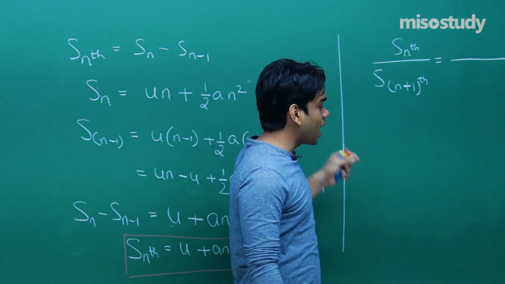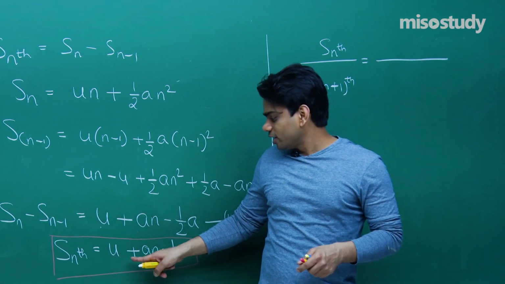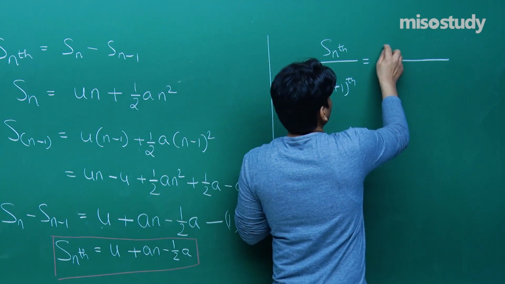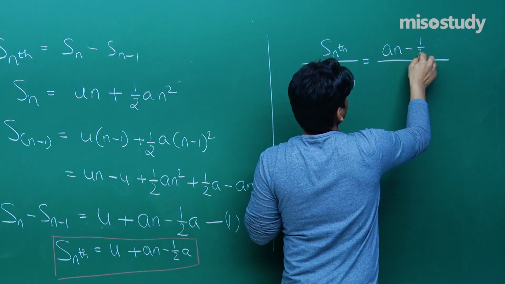For the nth second, u is 0, so I am going to use this formula. Putting u as 0, you will be left with an minus half a.